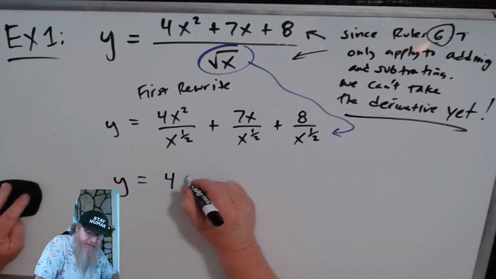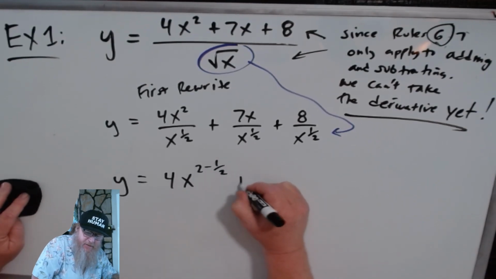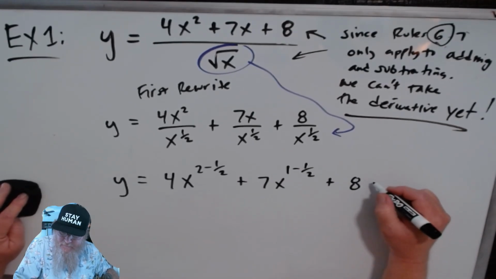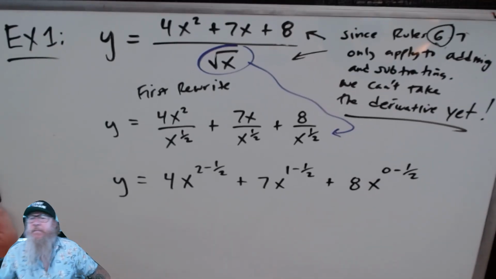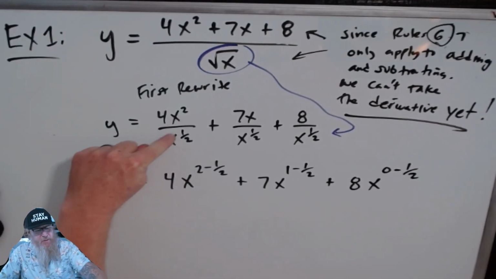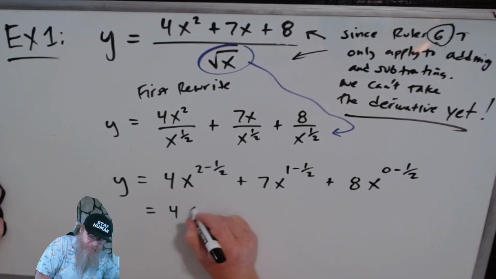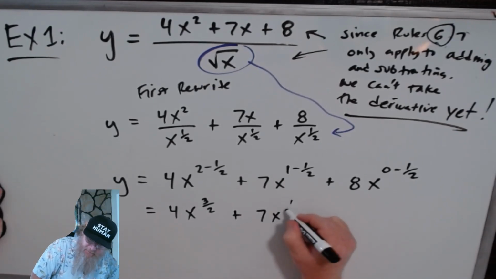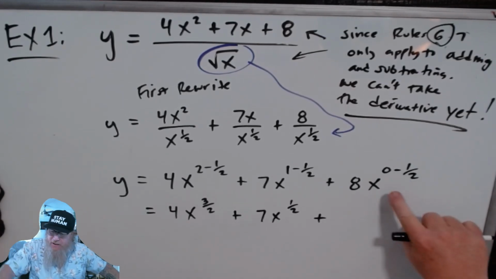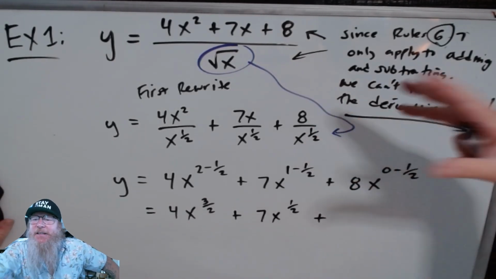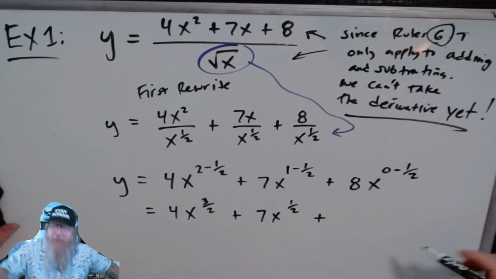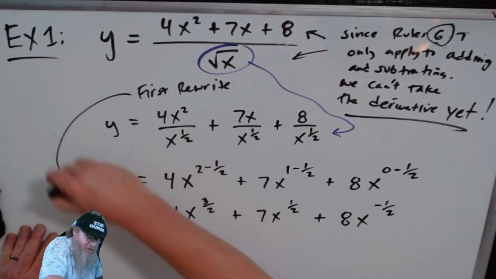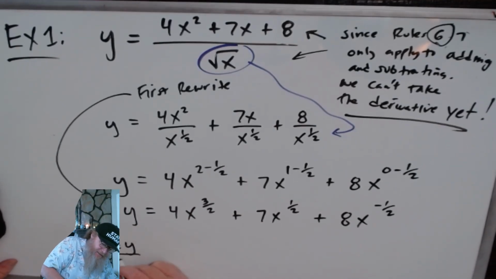Then we're going to divide by subtracting the power. So the first one becomes 2 minus a half, which is 3 halves. The second one becomes 1 minus a half, which is just a half. And the third one's kind of strange because it's technically 8x to the 0 power. So the new power is 0 minus a half, which is negative a half. So first we have to rewrite it, and now we can take the derivative.